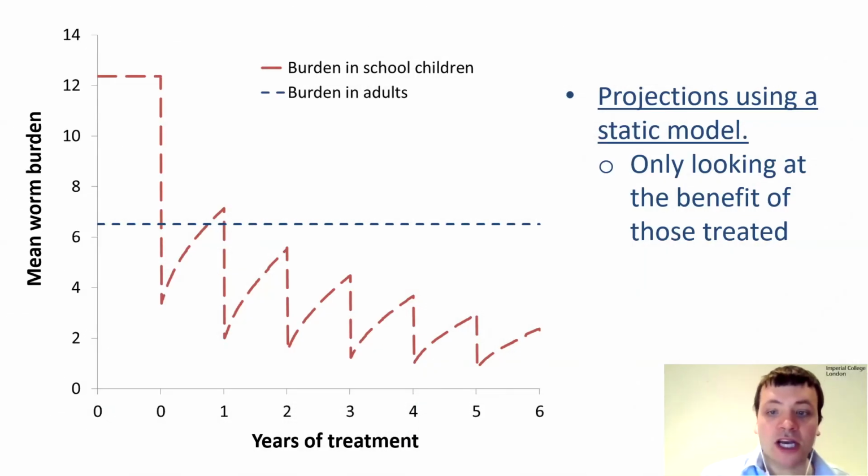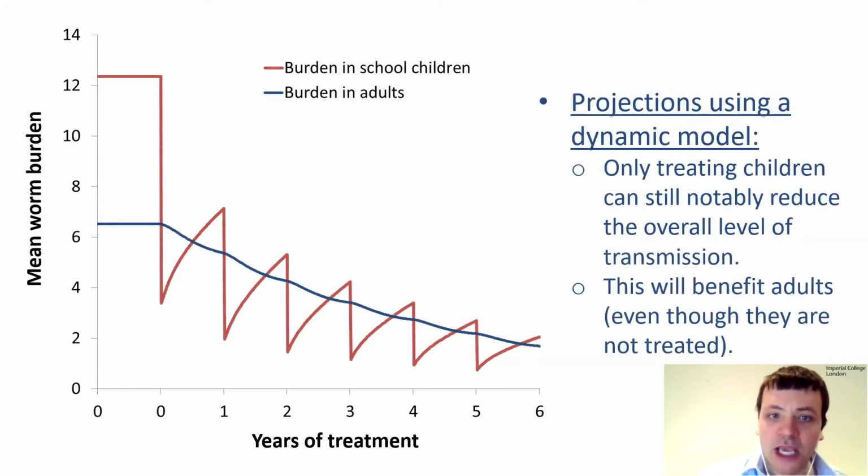So, if we were to look at projections using a static model, it would only project a benefit on the children that were directly treated by this intervention. This is shown in this figure here. Here we're looking at the mean worm burden in the population over different treatment rounds. The burden in the children decreases in those that are treated. However, the burden in the adults who are untreated remains constant in the model. However, if we were to use projections using a dynamic model, we would see that only treating the children can actually notably reduce the overall level of transmission at a population level.